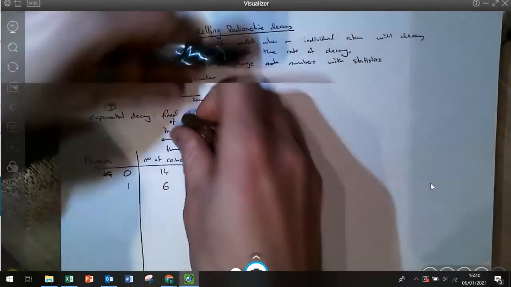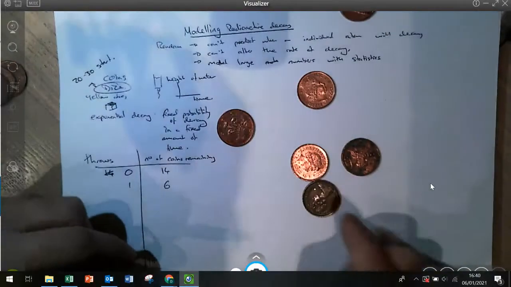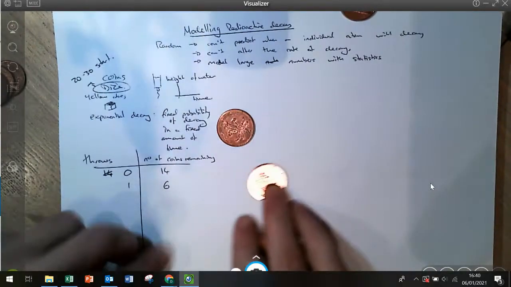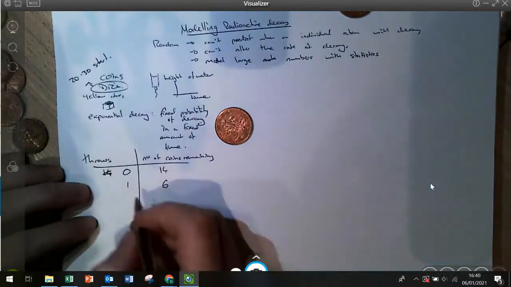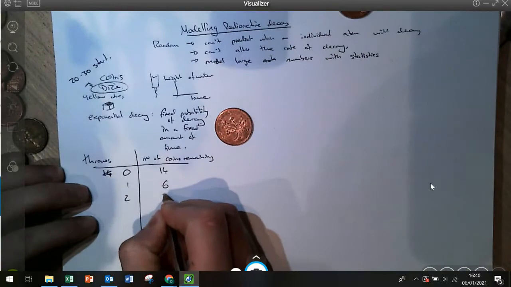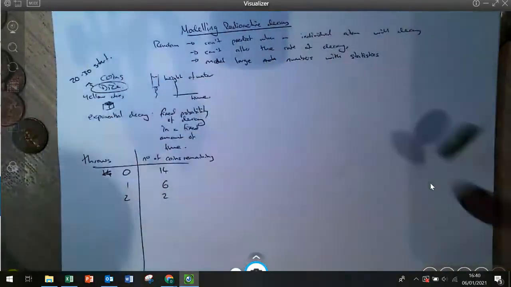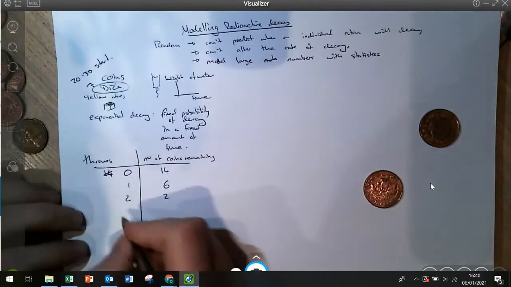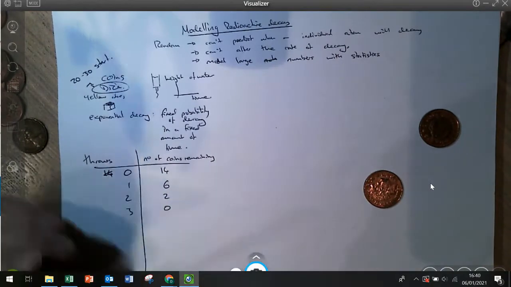So I'm going to repeat that. I'm going to remove heads. Okay, I've got quite a few heads remaining, so 2 throws, I've only got 2 left. Let's do it again. Oh, and actually this is really quick. It doesn't usually happen quite so quick.